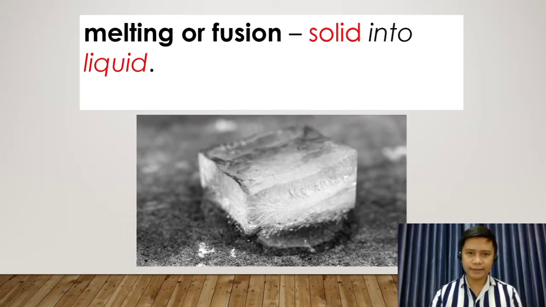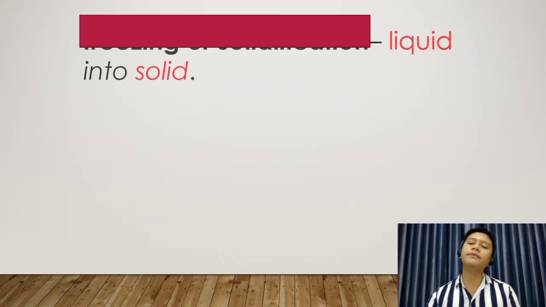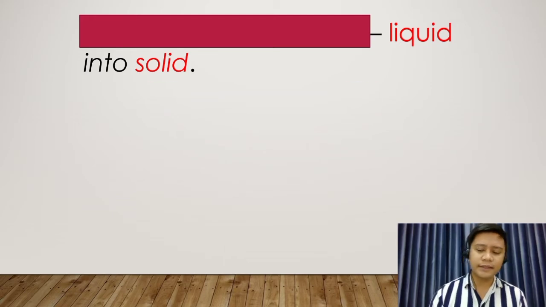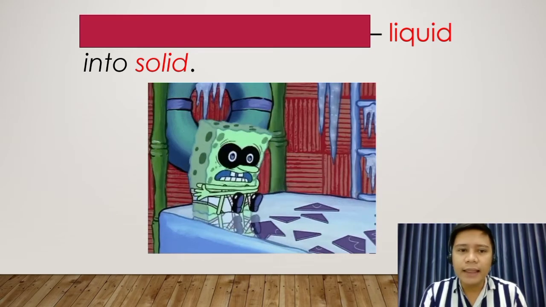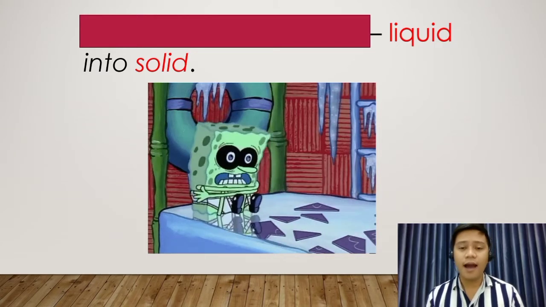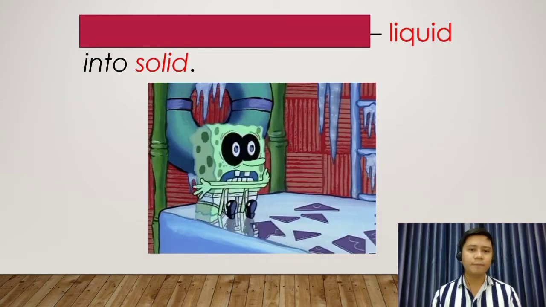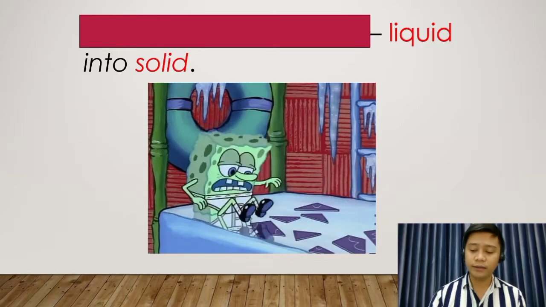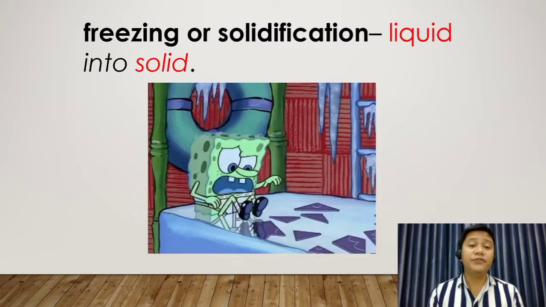Very good. Next, number two, we have this one. Liquid into solid. What is the best example for that? This one. Liquid into solid. First, can you spell liquid again? Start with letter L. Very good. Liquid. And then solid. Solid. Very good. This process or physical change is what we call freezing or solidification.